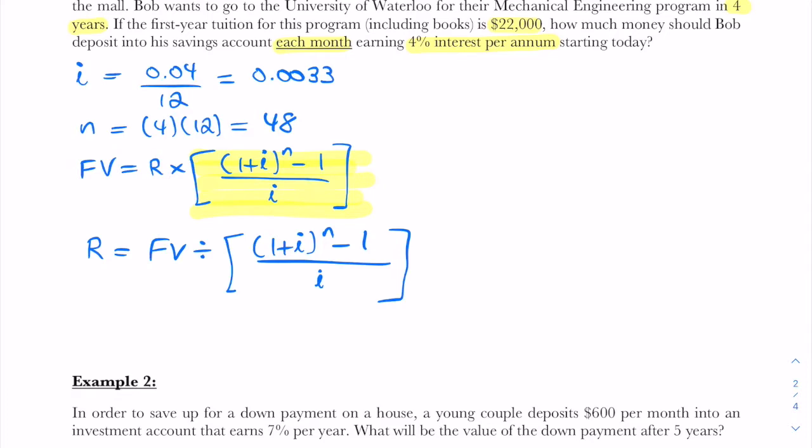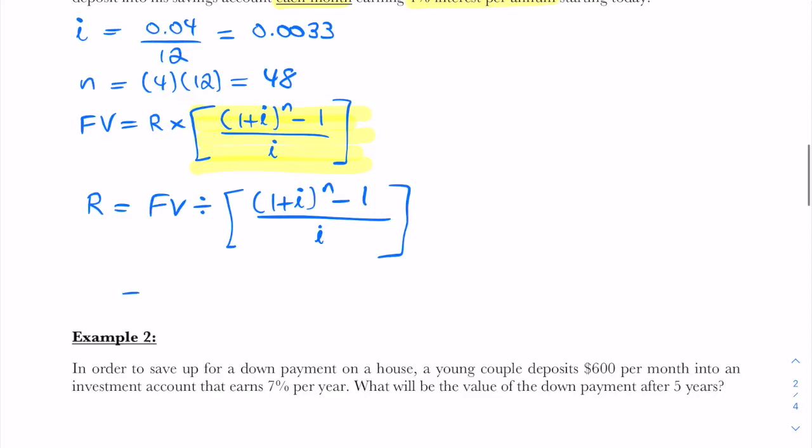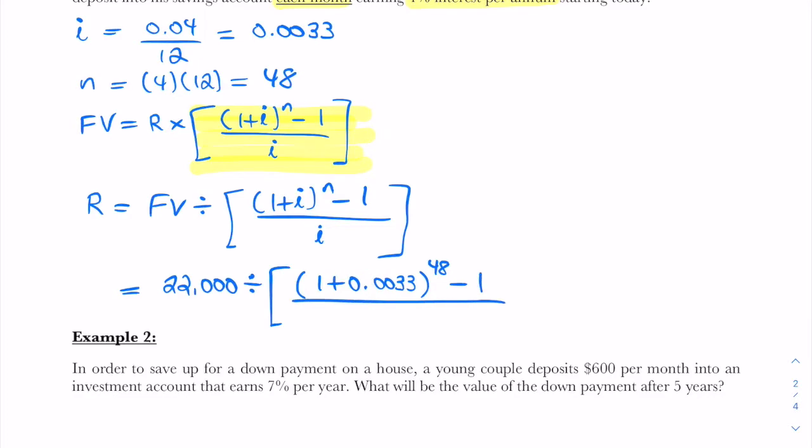Okay, it looks like we're all set. You can start plugging in the numbers. So the future value, we would like to have $22,000 divided by, open up a big bracket. You have 1 plus i. That's to the exponent of 48. Then you subtract 1 and divide by the interest per month.